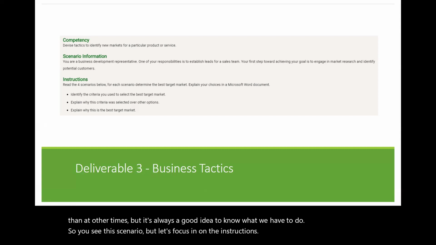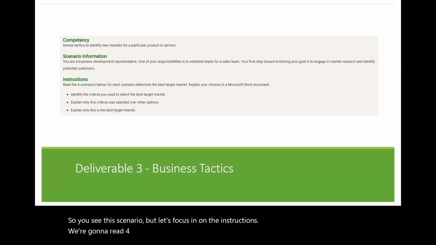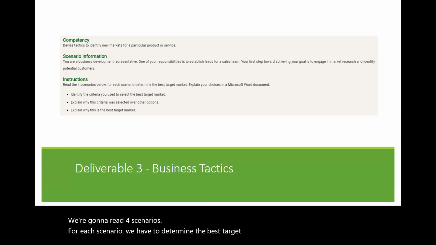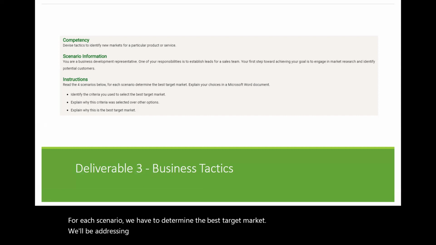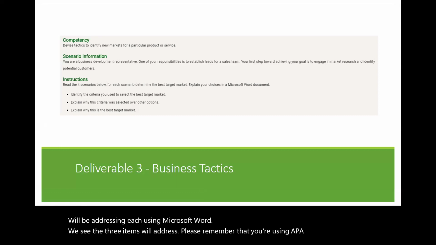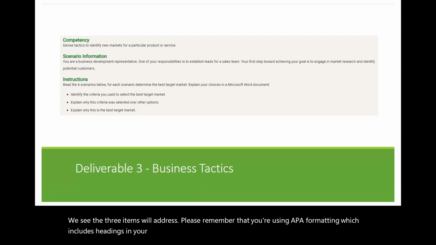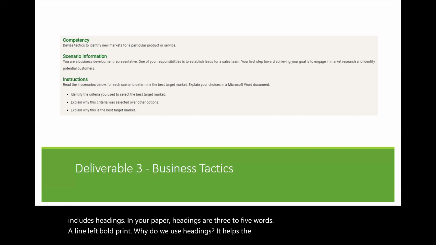We're going to read 4 scenarios. For each scenario, we have to determine the best target market. We'll be addressing each using Microsoft Word. We see the 3 items we'll address. Please remember that you're using APA formatting, which includes headings in your paper. Headings are 3 to 5 words, a line left, bold print. Why do we use headings? It helps the reader follow what you're saying or typing in your paper.